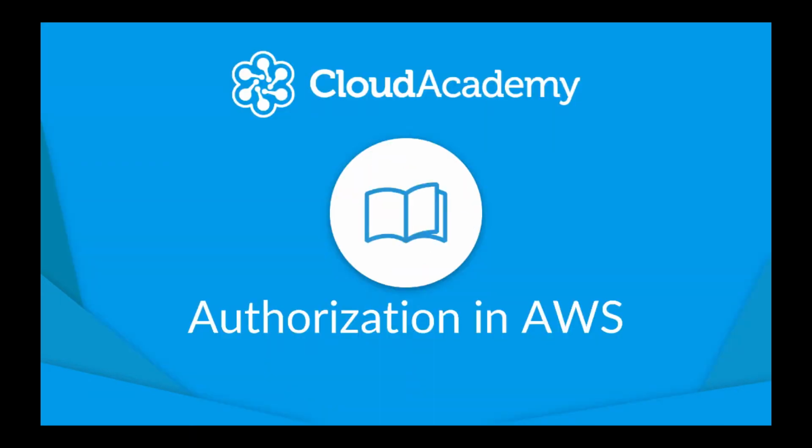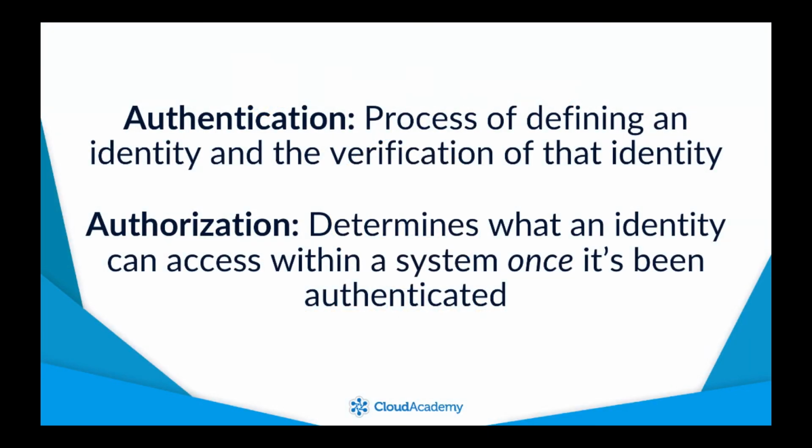Hello and welcome to this lecture discussing how authorization can be granted within AWS. In an earlier lecture, I discussed the differences between authentication and authorization, and I just want to reiterate what they were, so I'll go over the definition of the two again. Authentication is the process of defining an identity and the verification of that identity. For example, a username and password. Authorization determines what an identity can access within a system once it's been authenticated. An example of this would be an identity's permissions to access specific AWS resources.